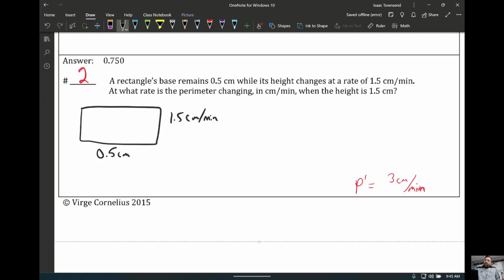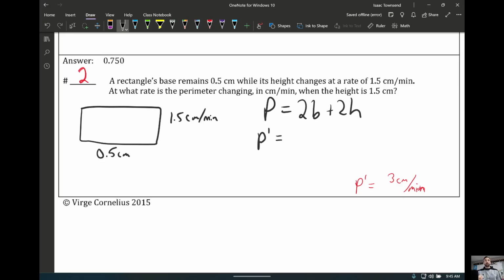Alright, at what rate is the perimeter changing? The perimeter of a rectangle, or the perimeter of anything, is like the distance around the whole thing if you walked all the way around. So 2 times the base plus 2 times the height, or length and width, whatever you want to call it, doesn't matter. To take the derivative of P with respect to time is P prime. The derivative of 2B with respect to time would be 2B prime. And the derivative of 2H with respect to time would be 2H prime.